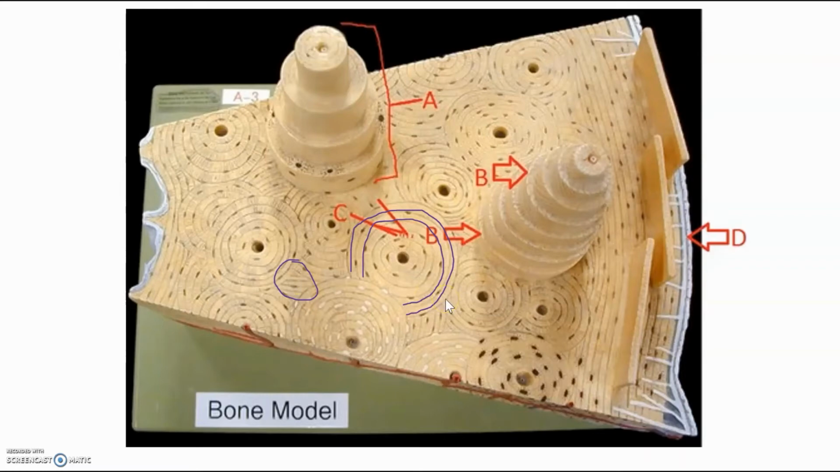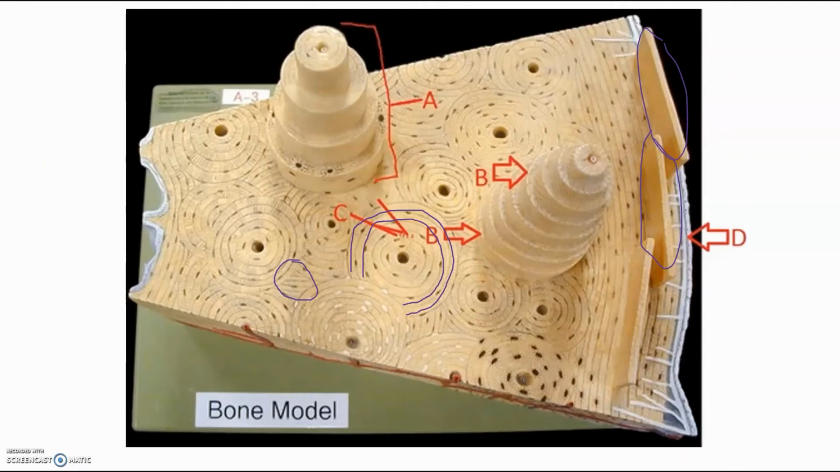And then the last type of lamellae is called circumferential lamellae. So the way I like to think of this is like the circumference of a circle. That's basically what these lamellae are going to be doing. So if you look at this guy right here, and this one right here, these are going to be your circumferential lamellae, and they basically just go around the circumference of the bone.